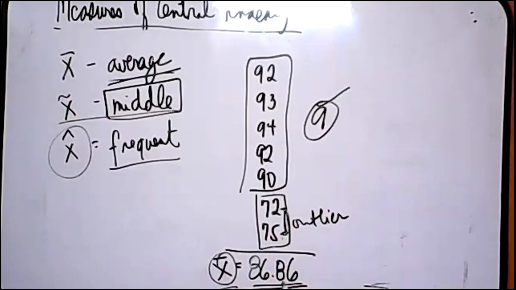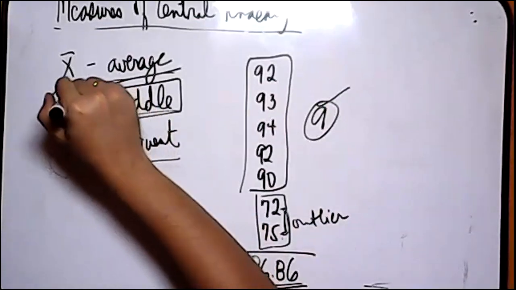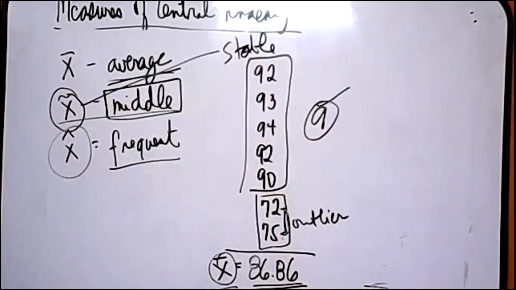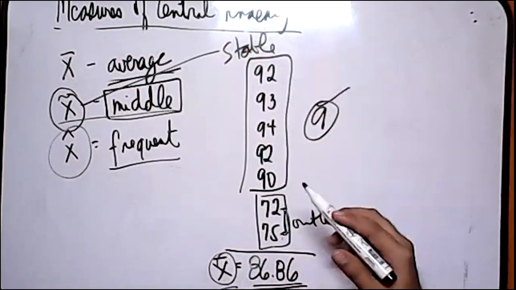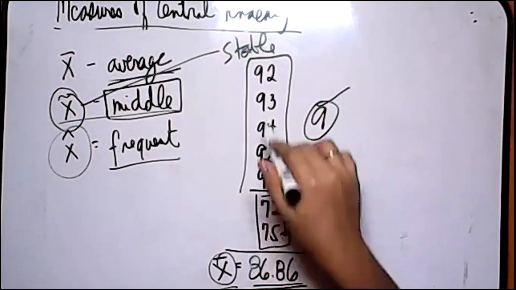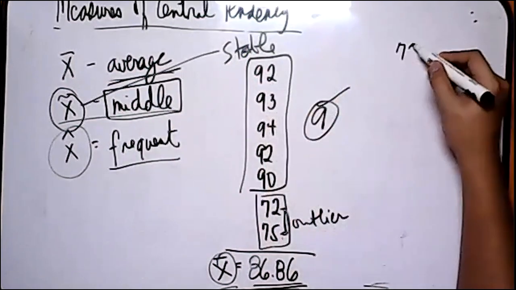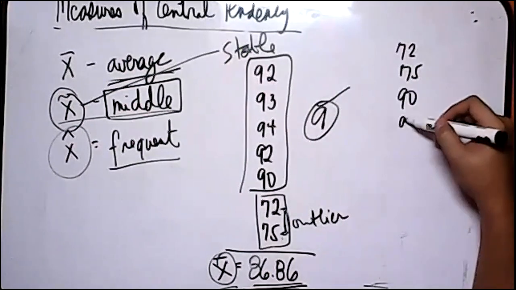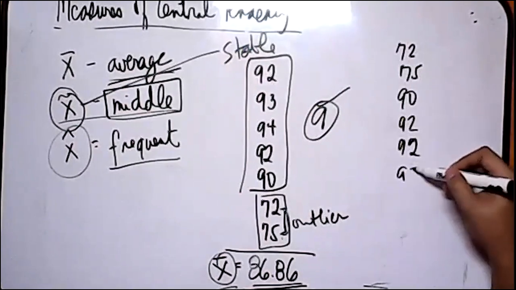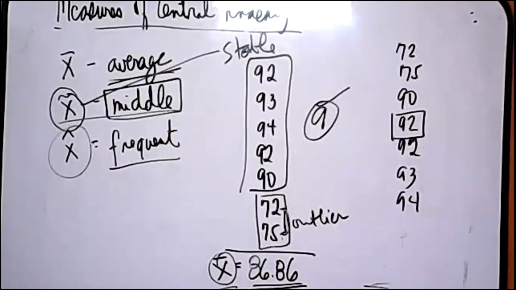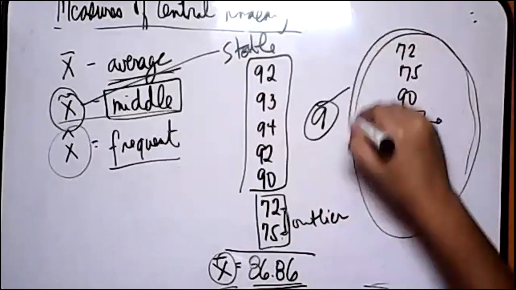So sa mga ganitong pagkakataon, ang ginagamit natin ay yung median value. Why? Because the median value is stable. Kahit dagdagan mo ito ng values na mataas o mababa, the median value will stay in the middle. So let's take this for example. Kung i-arrange natin yan from lowest to highest, 72, 75, 90, 92, 92, 93, and 94, our middle value will be 92, right? And 92 would be the value that would describe all of your grades.